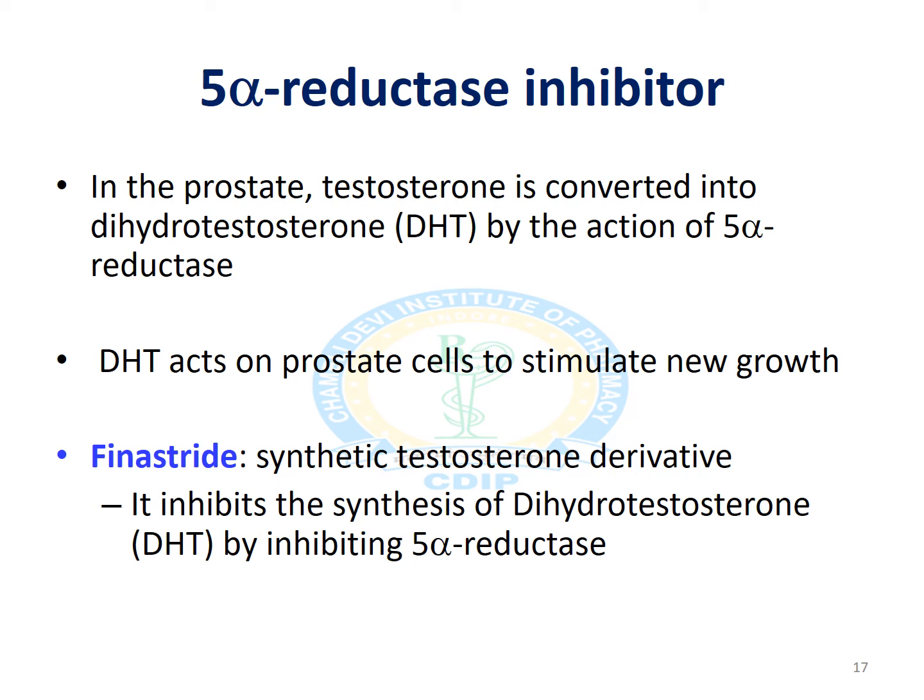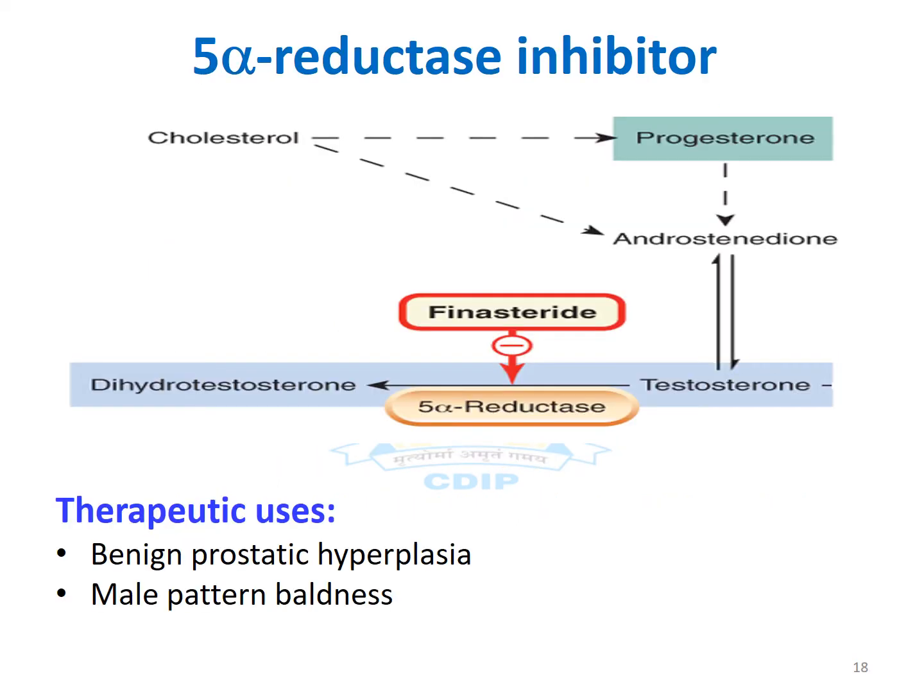Let us see in the next slide. This is how cholesterol is converted into progesterone and estradiol, and this estradiol gets converted into testosterone. This testosterone, with the help of 5-alpha reductase, synthesizes the dihydrotestosterone derivative, and finasteride acts on the enzyme 5-alpha reductase and thus inhibits the conversion of testosterone into its dihydrotestosterone analog. Basically, it is used in benign prostate hyperplasia and male pattern baldness.